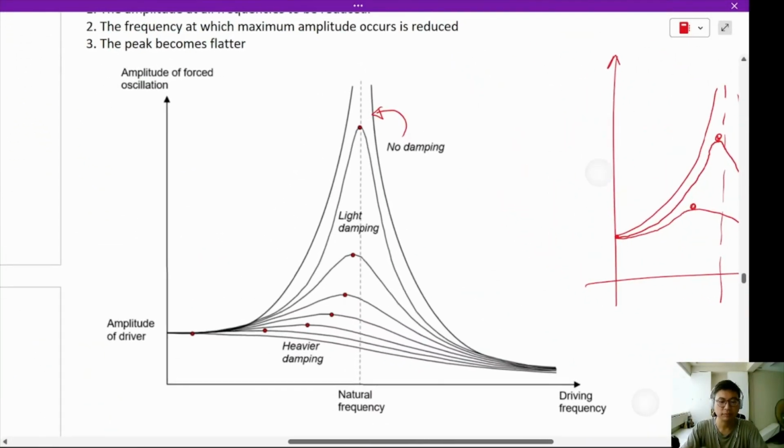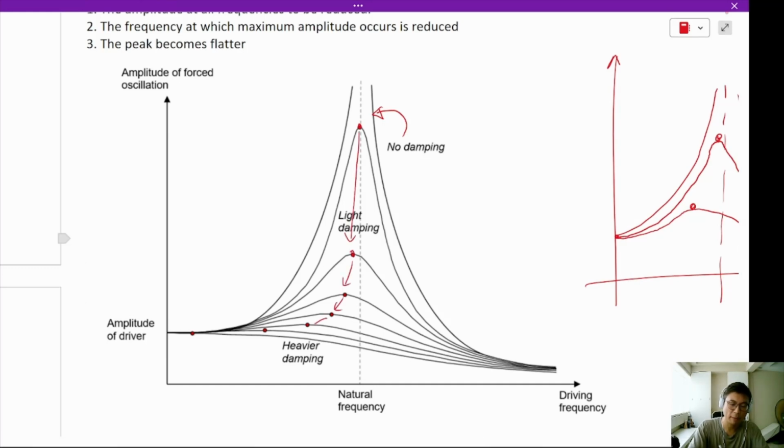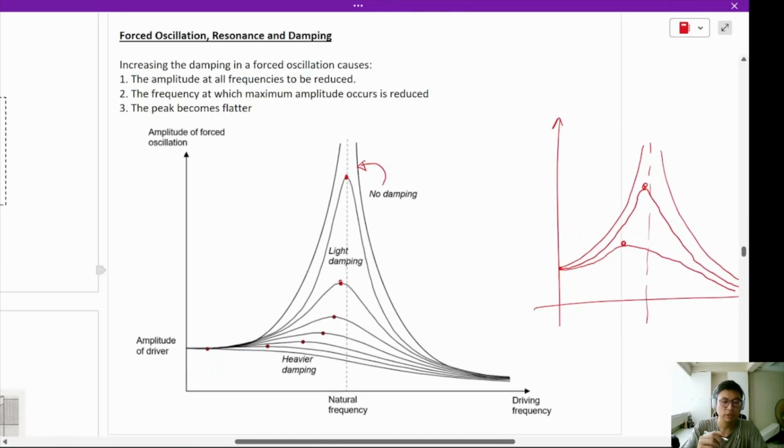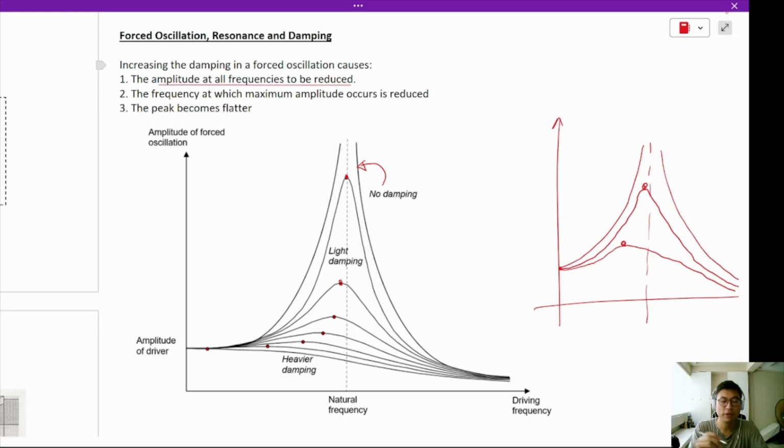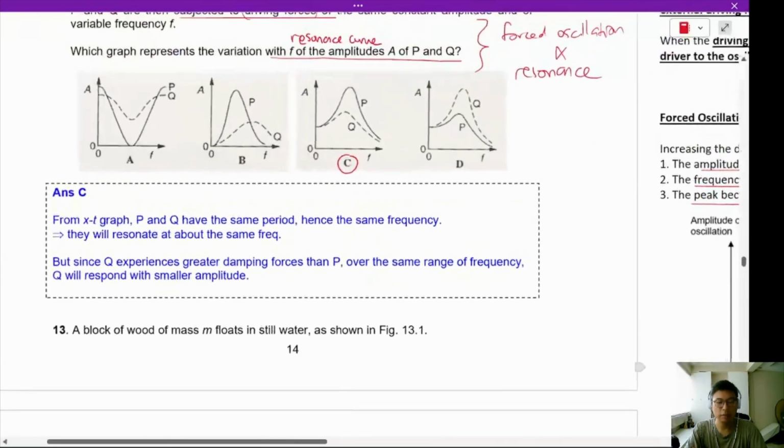When we combine damping, resonance, and forced oscillation, the kind of graph that we will get looks like this. You'll see that as the damping increases, the maximum amplitude of the frequency response would start to reduce. When you increase the damping in forced oscillation, three things happen. The amplitude at all frequencies is reduced, the frequency at which the maximum amplitude occurs is also reduced, and the peak becomes flatter.